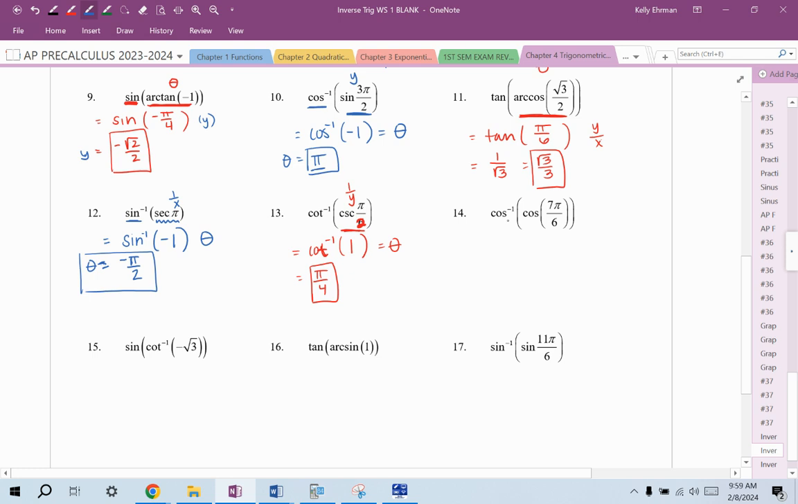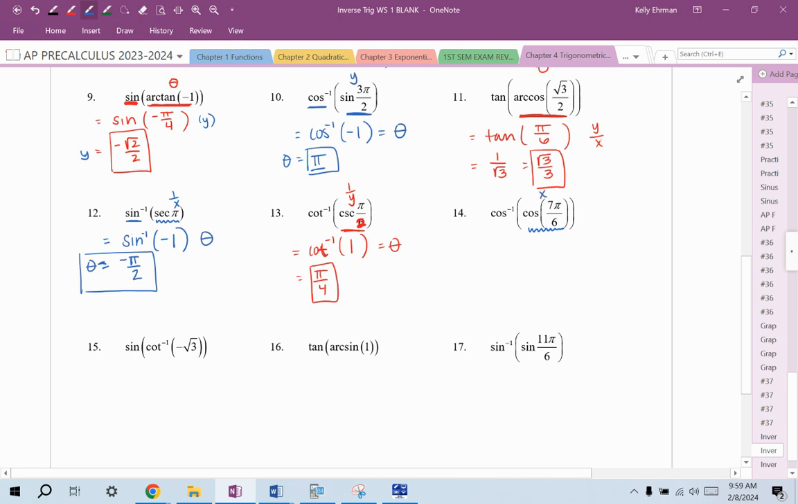Okay, now on this one, it might seem like inverse cosine and cosine should just cancel each other out. And those operations do cancel each other out. But the question is, would the answer still be 7π/6? So no, because 7π/6 is not between 0 and pi. So the best way to tackle these is not to cancel stuff out, but just keep working inside, outside.